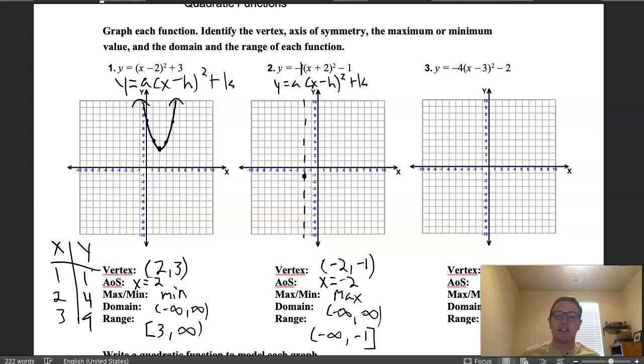Again, to graph this, we're going to look at our table. This time we're going to multiply all our y values by a. So we're going to multiply all of them by minus 1, meaning that instead of going over 1 and up 1, like we usually would, we're going to go over 1 and down 1. We're going to go over 2, down 4. We're going to go over 3 from our vertex and down 9.